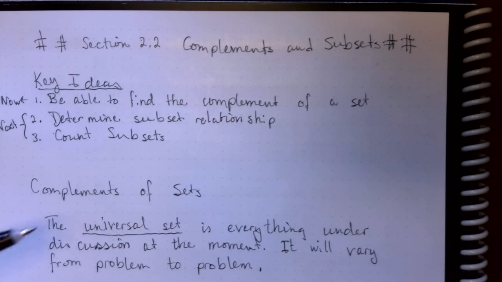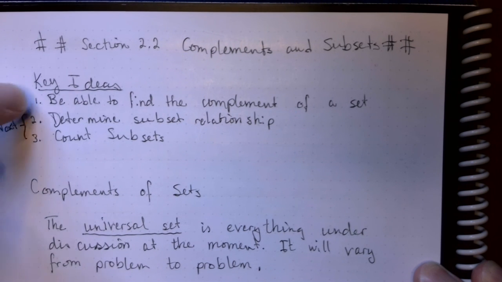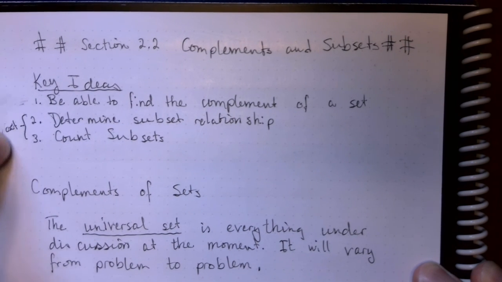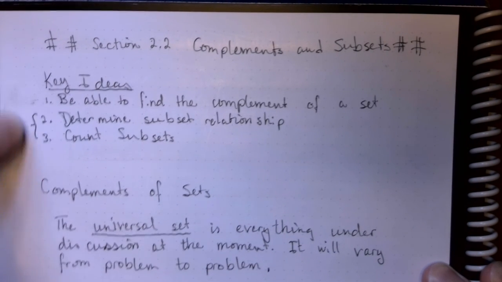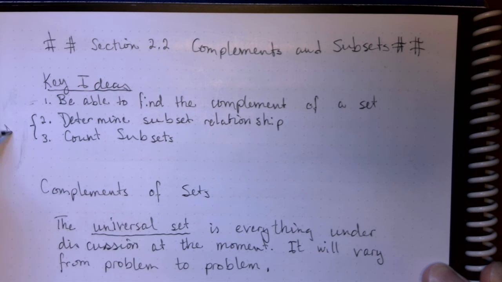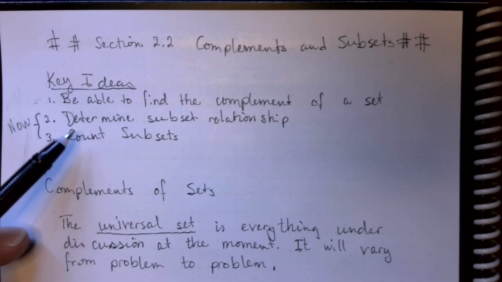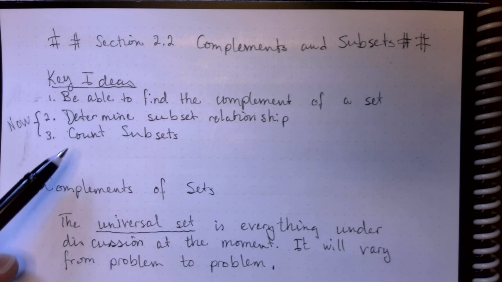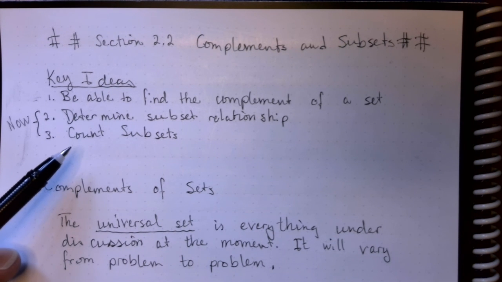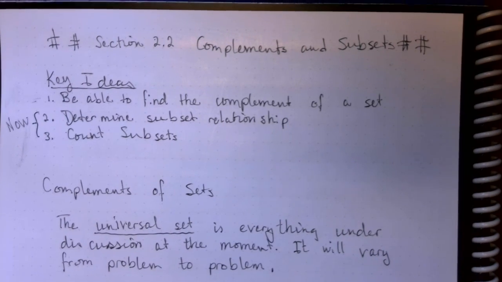Okay, so we're working through section 2.2 of our textbook. And in the previous video, we discussed the idea of the complement of a set, and in this video we're going to discuss ideas about subsets. So this is what we're doing now. After this video is through, you should be able to determine if one set is a subset of another, and you should be able to count how many subsets a given set will have.